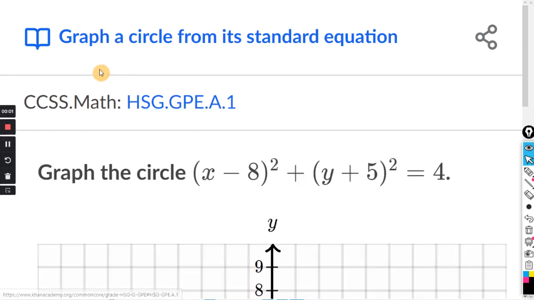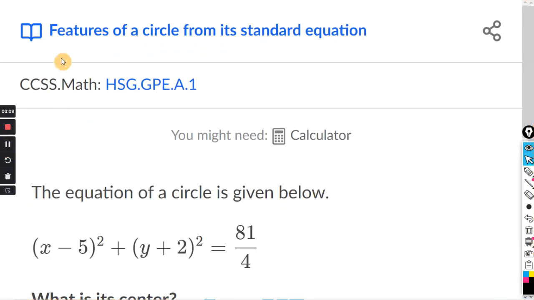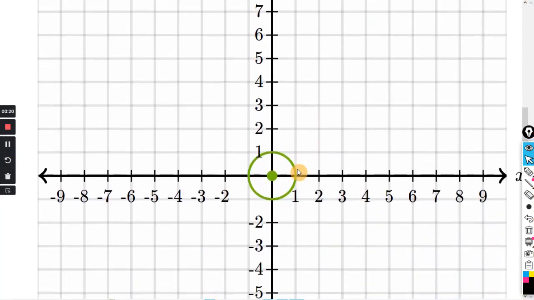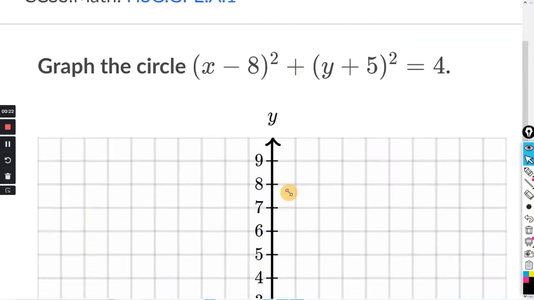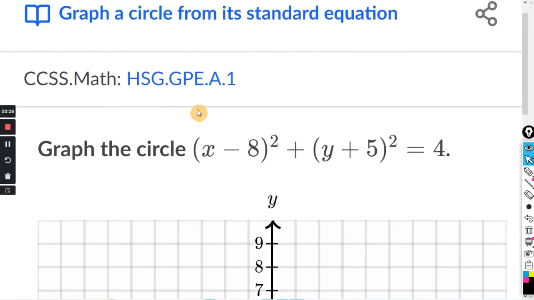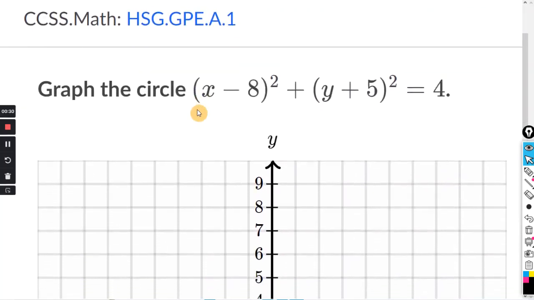This will be for the con exercise. Graph a circle from its standard equation. Okay, I suggest you do the exercise features of a circle from its standard equation first. So they give us the equation here, and they want us to graph the circle. So we basically need to find the center and the radius from this equation. That's why I wanted you to do the previous exercise first.